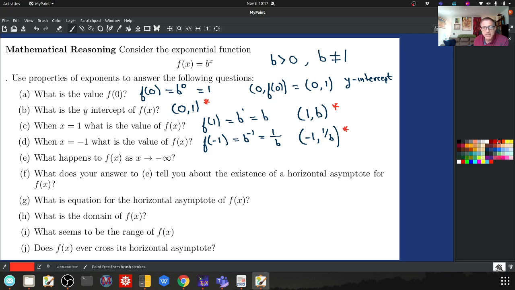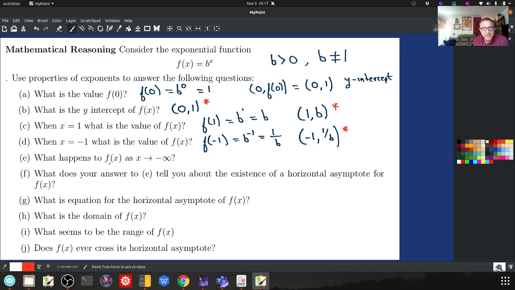Now the point (0, 1) is common for all of them. The point (1, b) is going to vary depending on what the actual given value of your base is. And (-1, 1 over b) will also depend on what the value of your base b is.